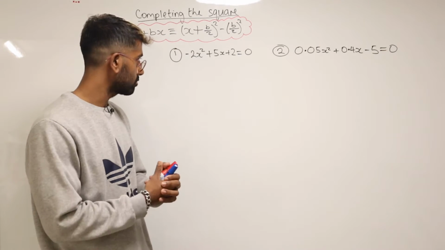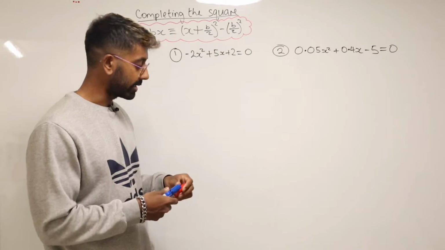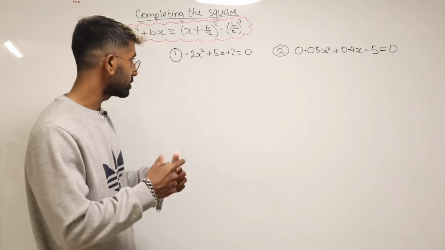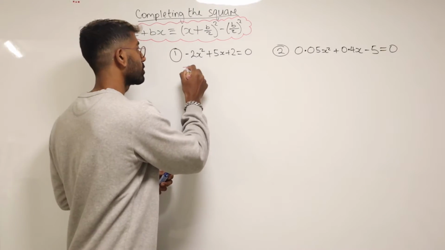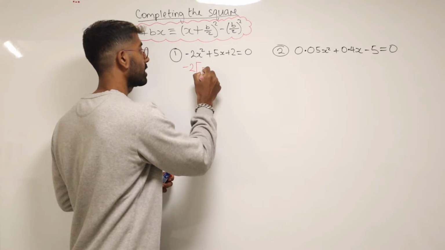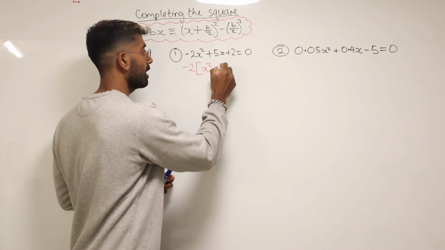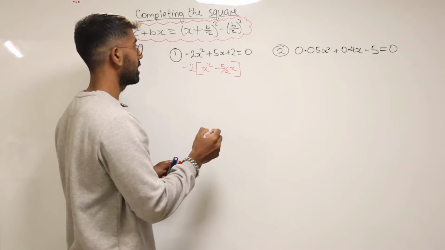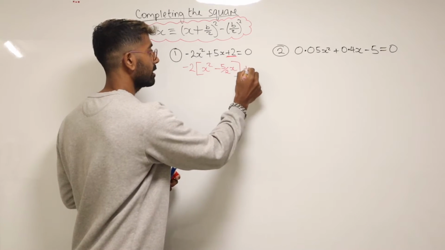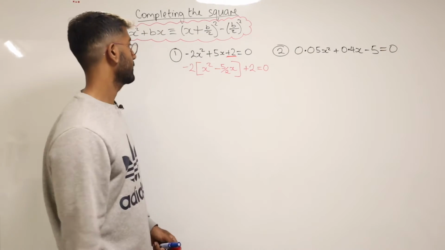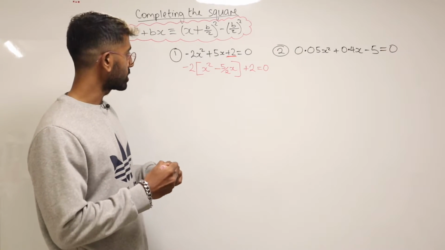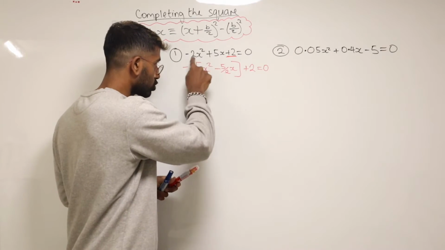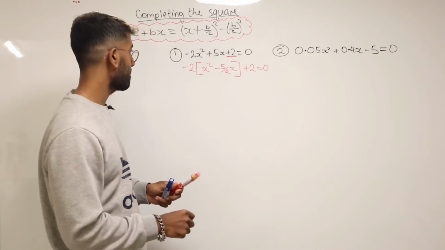So let's get cracking. Now the first one then, we've got a negative 2 as the coefficient of x squared. So what we'll need to do is factorize that out. So we'll have minus 2 and then x squared minus 5 over 2x, and then the plus 2 on the outside, keep that over there. So again, make sure that you always double check at this stage. Have you done it correctly? You could just re-expand that bracket and make sure you get back to this over here, okay?